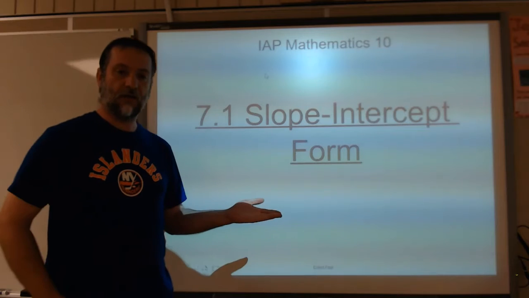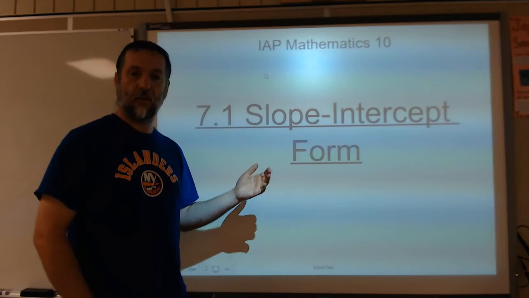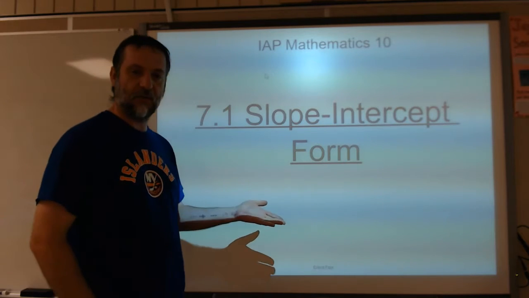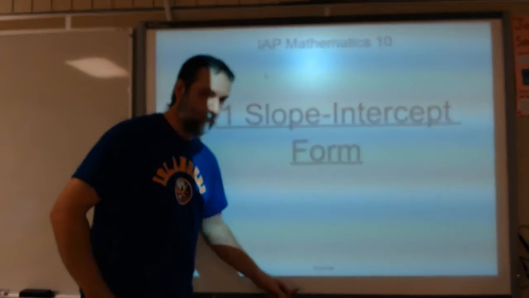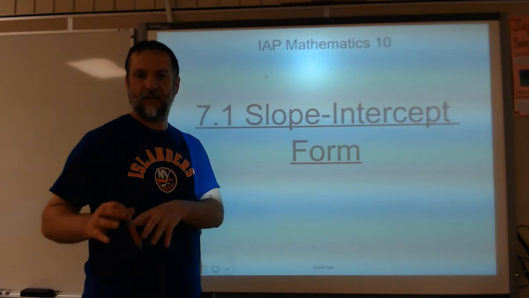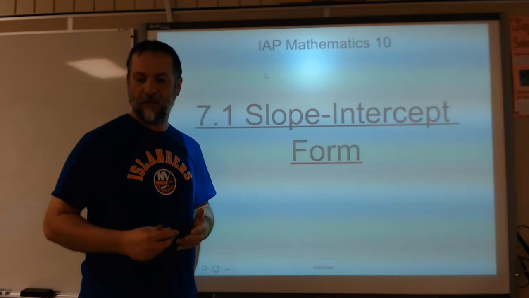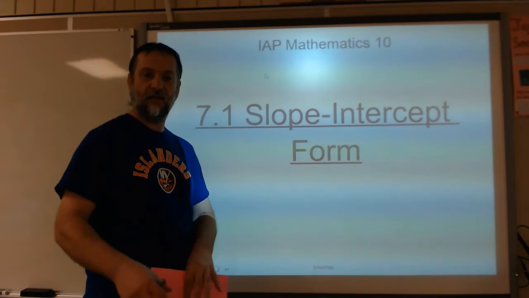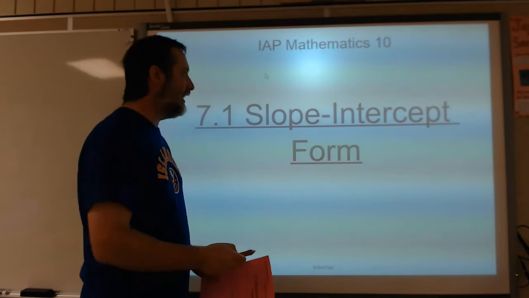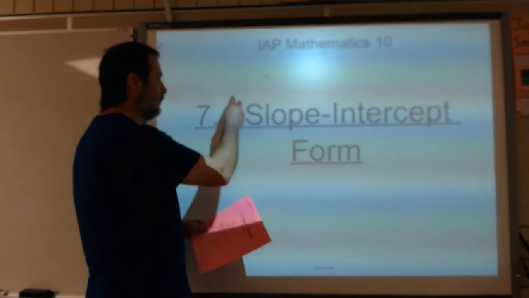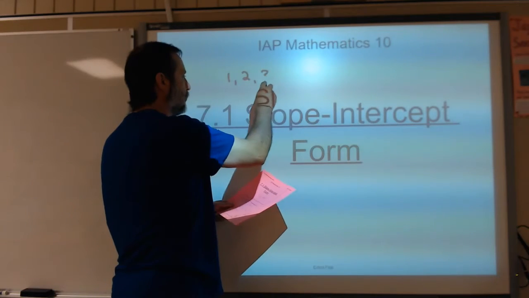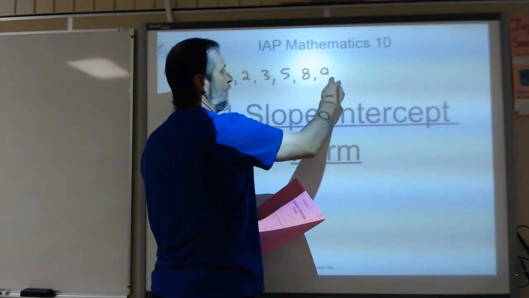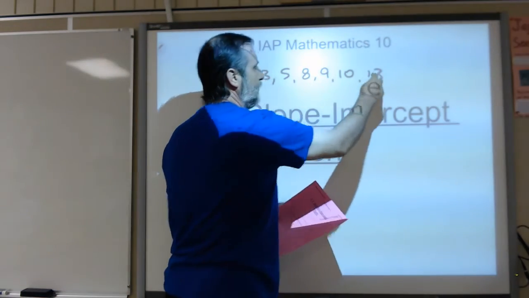So we are looking at 7.1. We are looking at graphing in slope-intercept form. And of course, we're going to be using the textbook as a guide for this. So instead of doing the examples they give you, what I'm going to do to help us follow along best is follow the assignment at the end of 7.1, the practice questions. And we're not going to do all of them. I'm going to do 1, 2, 3, 5, 8, 9, 10, and 13.